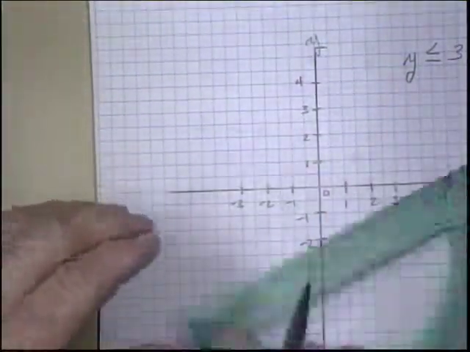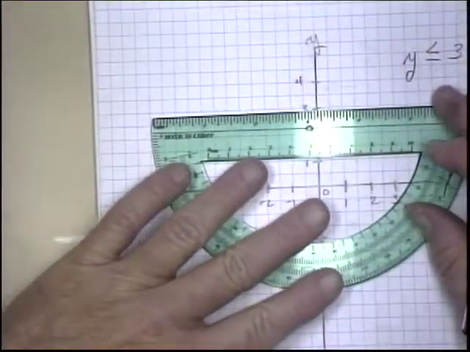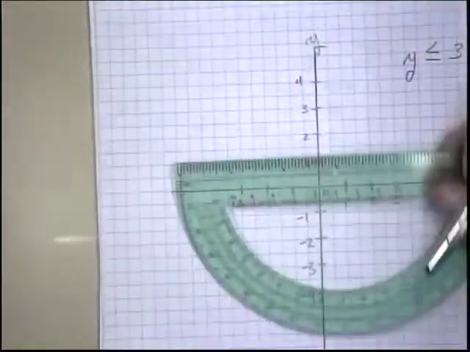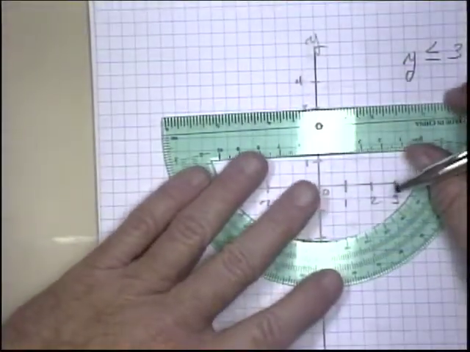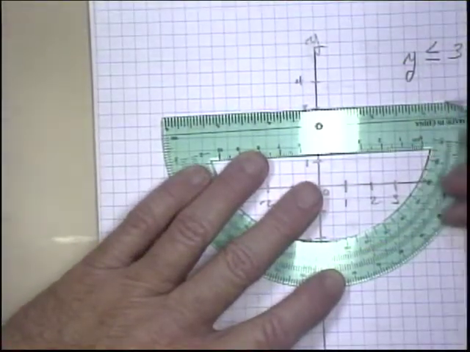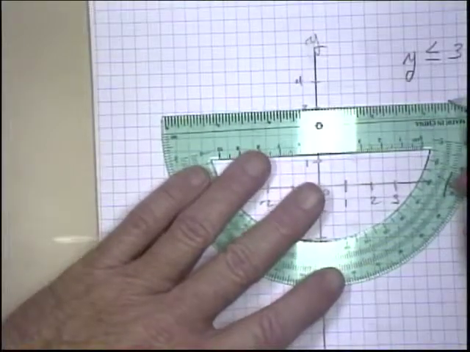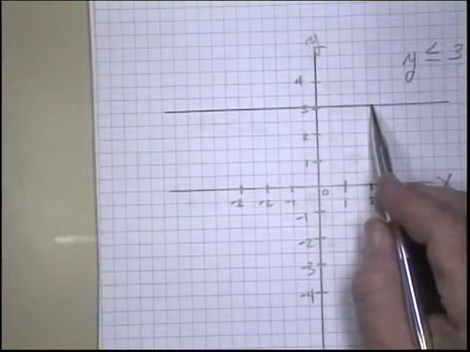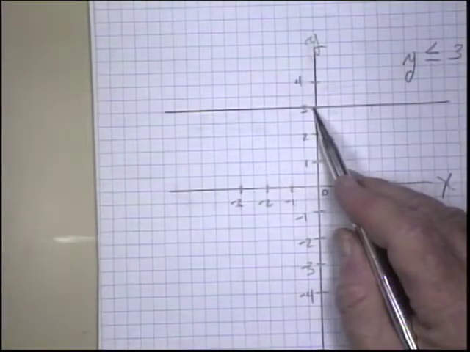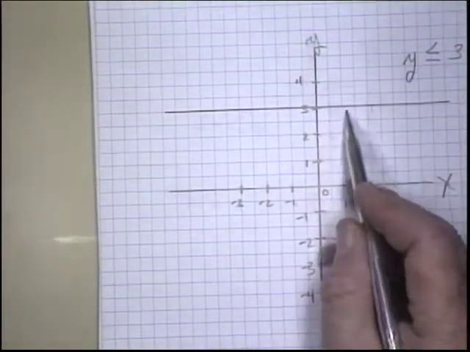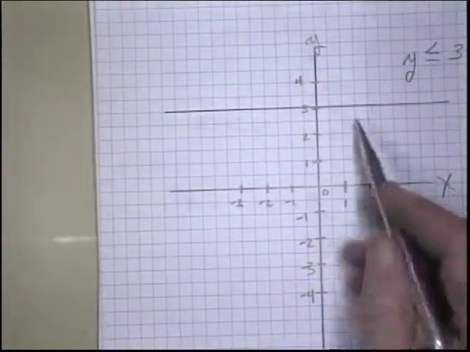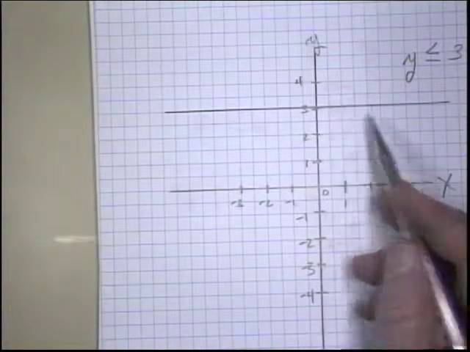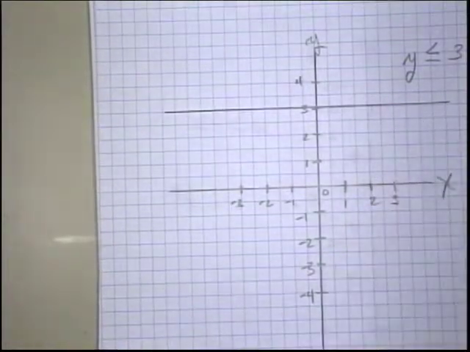So let's draw a line through y equals 3. Only this time we'll draw a solid line because y can be equal to 3 or less than 3. When we draw a solid line, that indicates it can be equal to 3. If we drew a dashed line like we did on the last problem, it would mean that y is less than 3. It can't be equal to 3. But a solid line means it can be equal to 3.